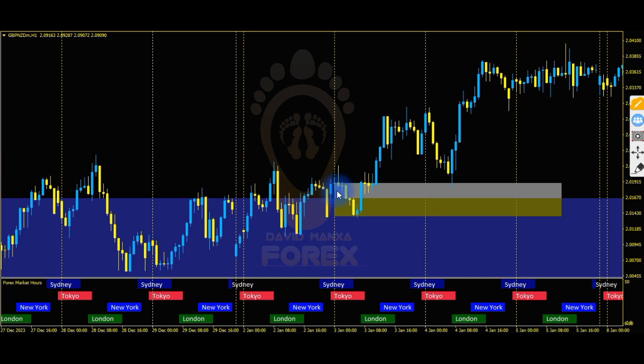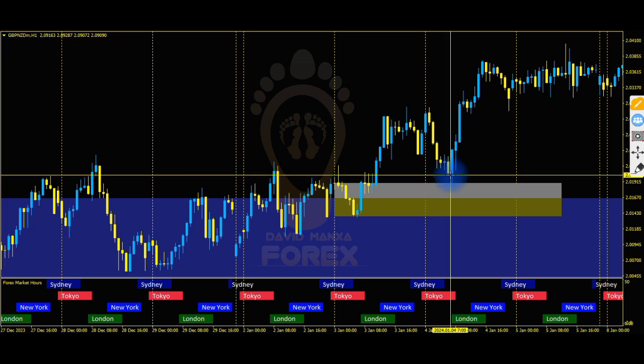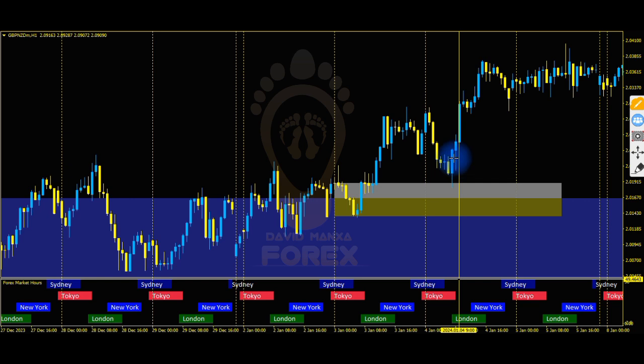Now take note, when you're looking at this pair, this is actually GBP NZD. So pound is most likely going to move during the London session because that is the session for that pair. Okay, for that instrument, for the pound, right? So it is most likely going to move during that time. So that makes London session a very good time to actually look for entry.